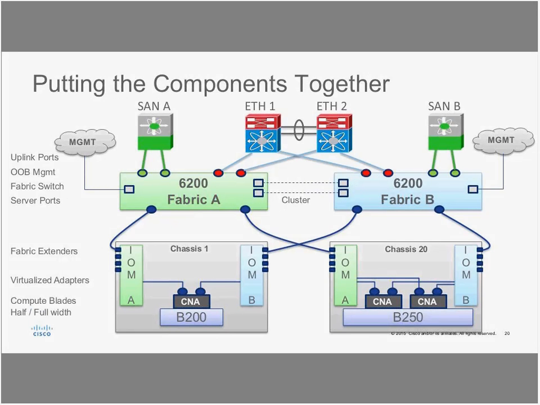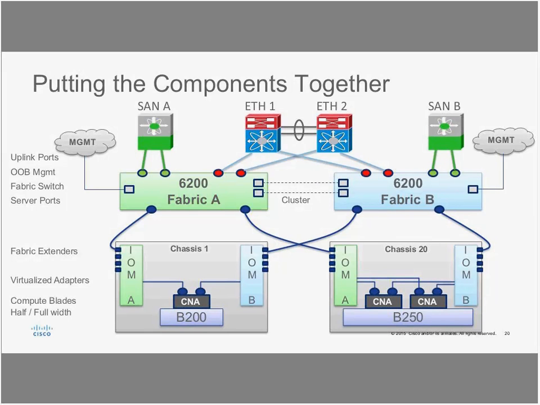All right, let's put everything together. This is a logical picture of a UCS domain. As you can see here, we have two chassis, chassis 1 and chassis 2. Okay, and in the middle of chassis 1, you see B200. That's one of our half-width blades. Okay, and as you can see, there's a CNA on it.